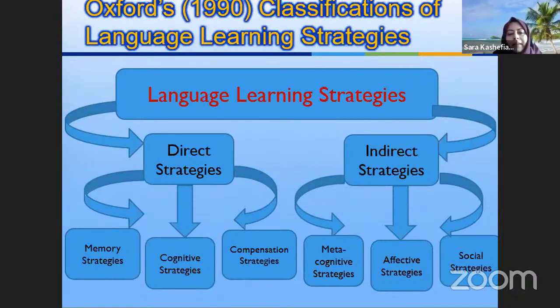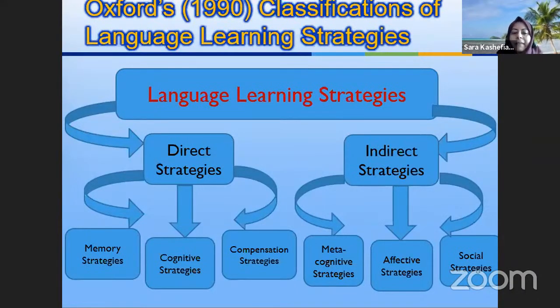All right. While communication strategies do not directly deal with the process of language learning, learning strategies can be directly related to this process. In Oxford's definition, which was provided in the year 1990, language learning strategies are specific actions which are taken by learners to make learning easier, faster, more effective, more self-directed, more enjoyable, and more transferable to new situations.